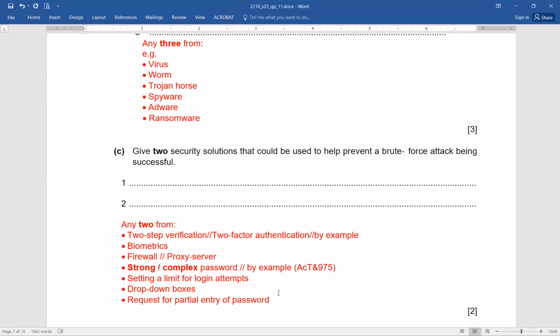Like for example, setting a limit for login attempts, it should not be unlimited. The person should only be allowed a certain number of login attempts. Drop-down boxes, definitely through that you can limit the attack in the form of spyware. Request partial entry of the password: you may ask the person to enter the first, second, or third character from the password only. In this manner, these are the means which are definitely going to secure your account against brute force attack.